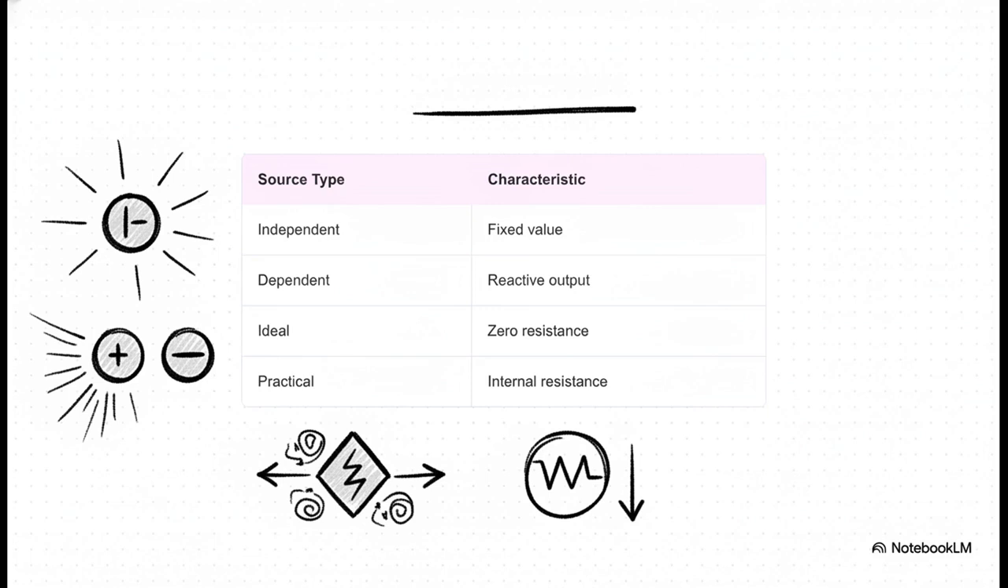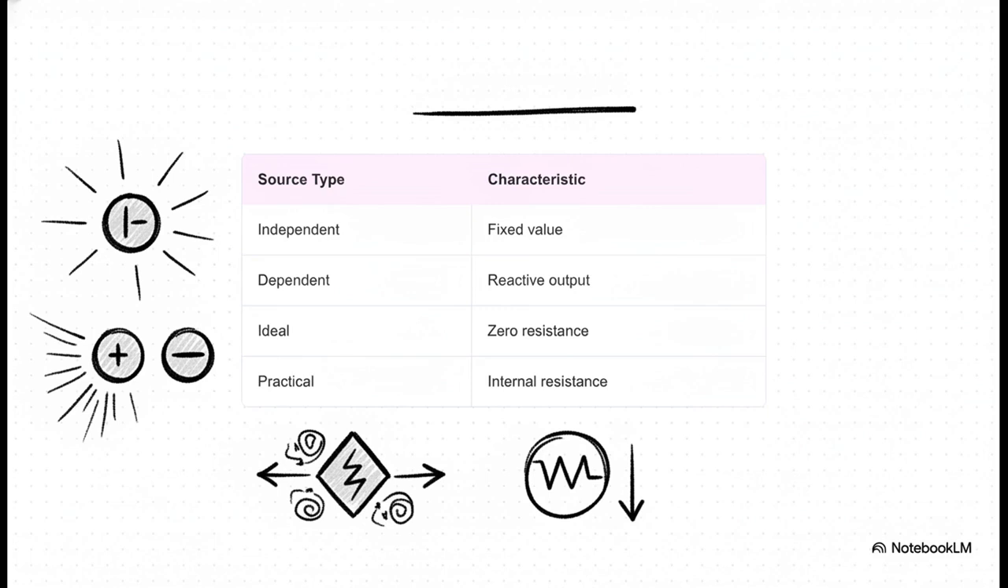Now, when we categorize these pumps, an independent source just does its own thing. It pumps out a fixed voltage or current entirely unaffected by whatever the rest of the network is doing. A dependent source, though, it's highly reactive. Its output depends strictly on a voltage or current happening somewhere else in the circuit.